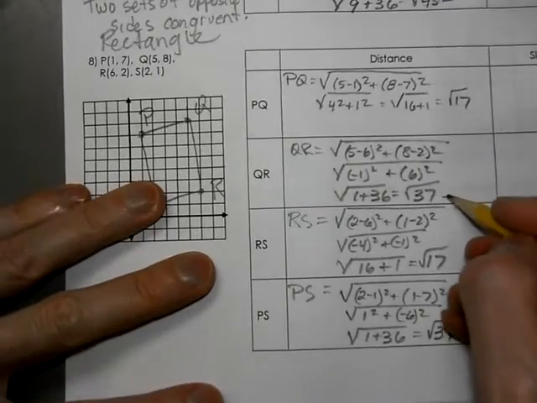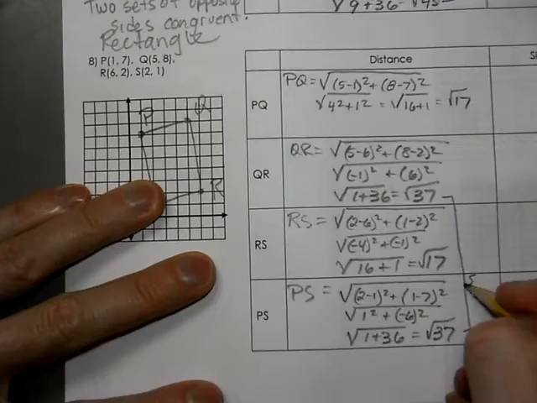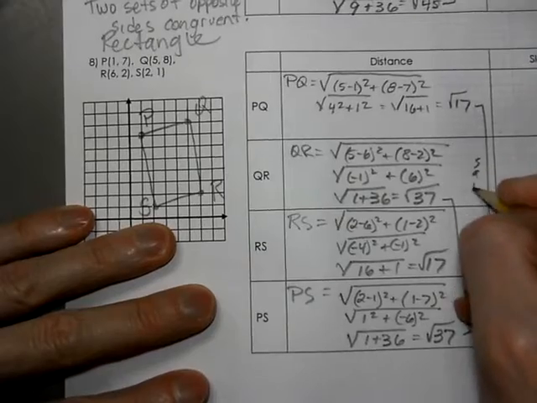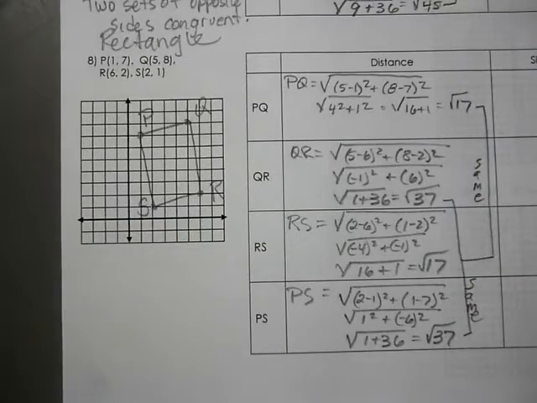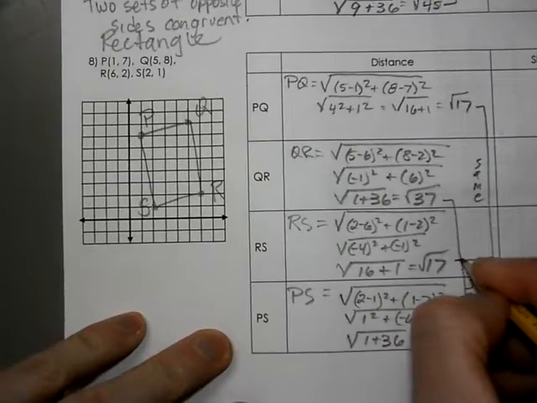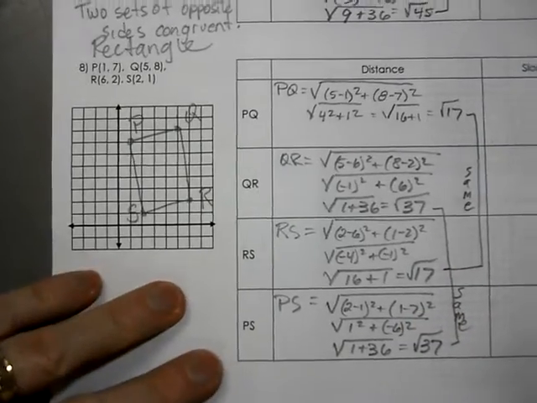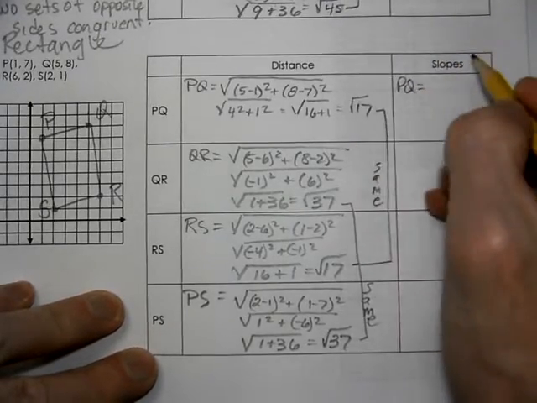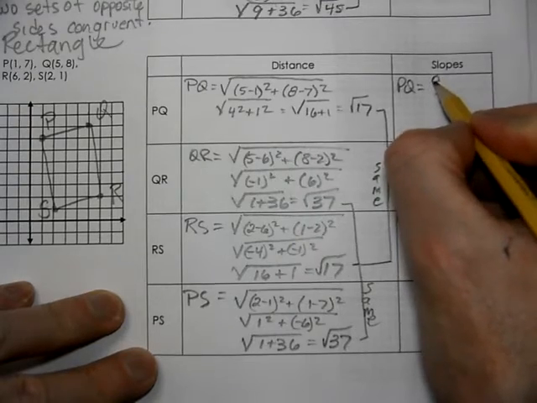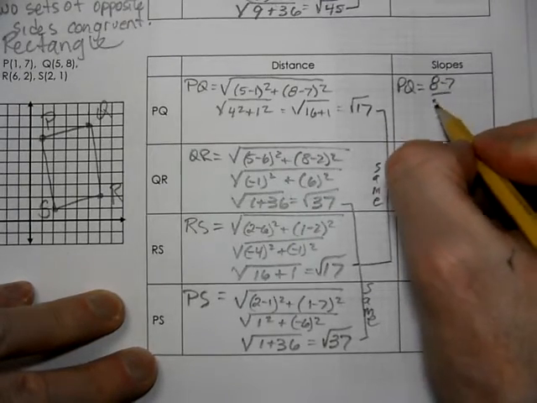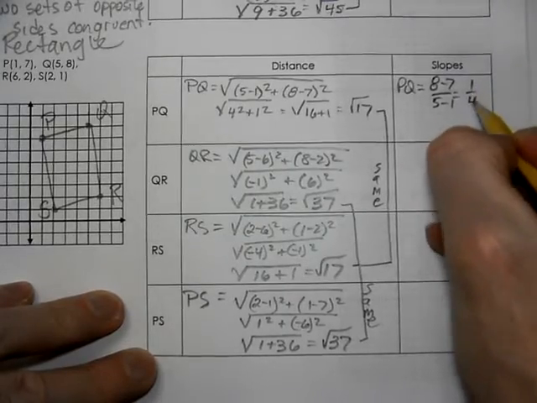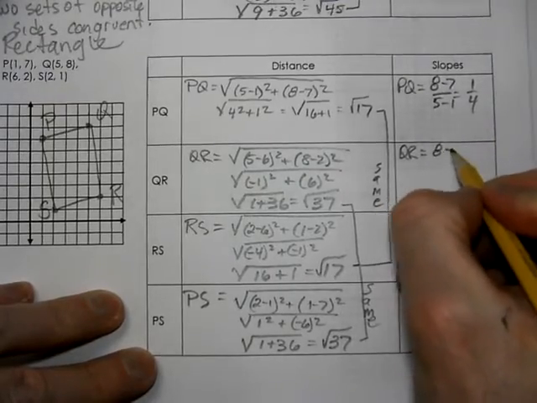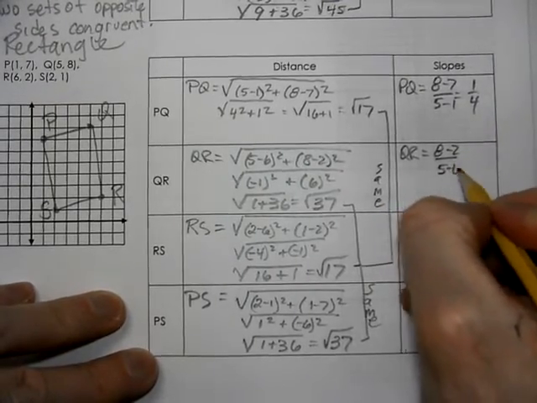So again, we have two sets. Those are the same. These are the same. Now to look at the slopes. PQ. We do our y values, 8 minus 7, and then our x values, 5 minus 1. Reduces to 1/4. QR, 8 minus 2, 5 minus 6.